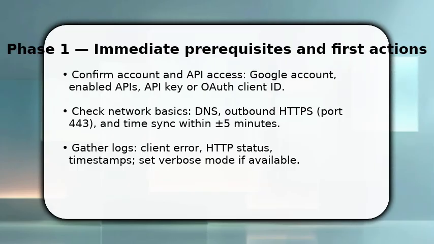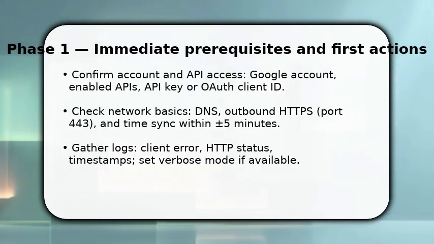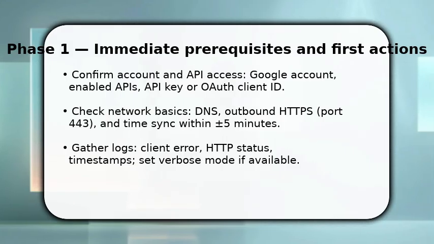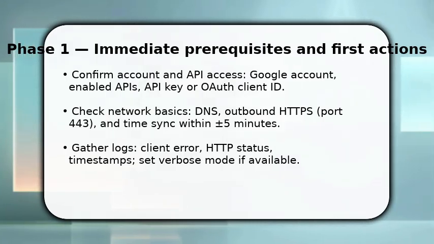You start by confirming the essentials. Make sure you have a Google account with the right API enabled and an API key or OAuth client ID. Next, verify network basics. DNS resolves, outbound HTTPS on port 443 allowed, and system clock within 5 minutes of NTP.